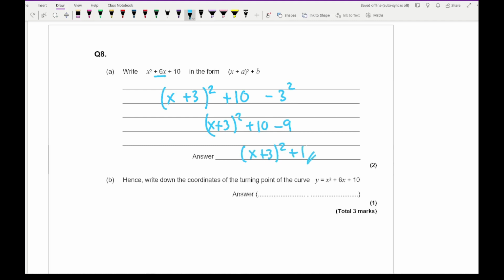It then says, hence write down the coordinates of the turning point. Well, to make the bracket equal to 0, x needs to equal minus 3, and the number at the end is 1. And so the coordinates of the turning point there are minus 3, 1.